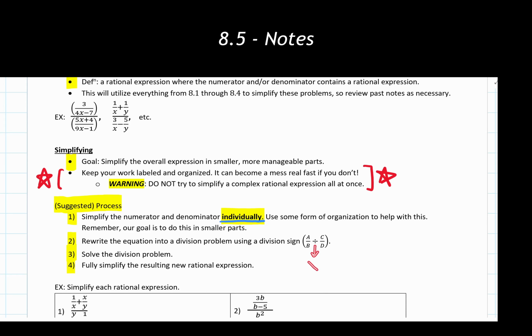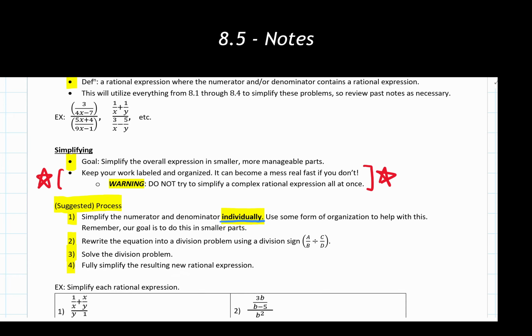This division sign will become multiplication, and the last fraction will flip. At that point, I now have two fractions multiplying together, effectively making an 8.1 problem. From there, we're going to fully simplify the resulting rational expression, again using our 8.1 methods and processes that we have there.